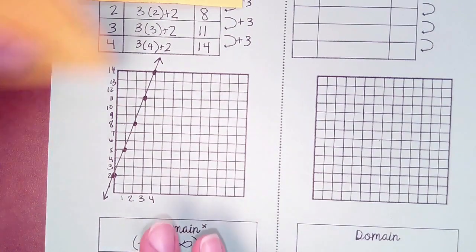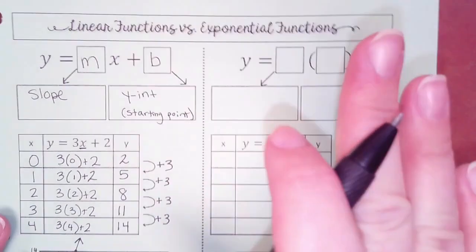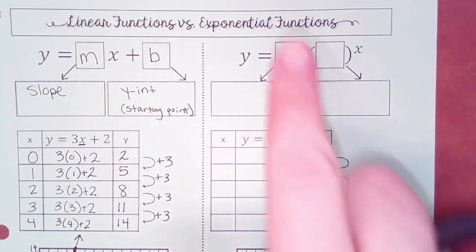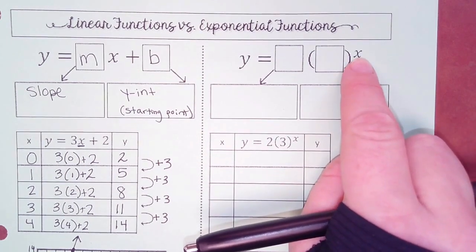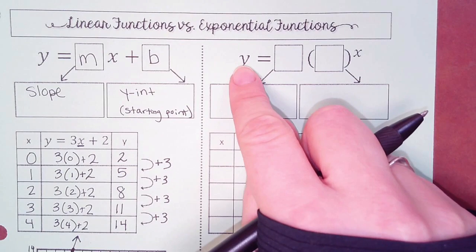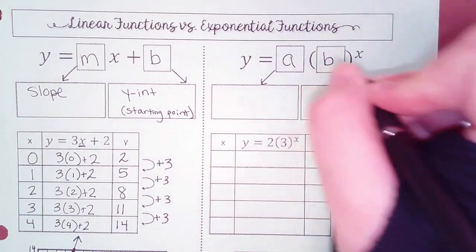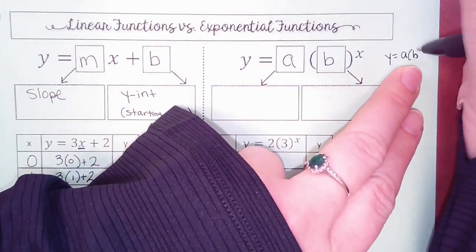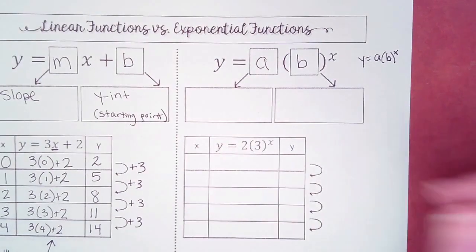Now let's compare that to this next example, which will be an exponential. So this will be new. It's called exponential because it has an exponent. Okay, so the formula for this is y equals a times b to the x. So a, and then b is in parentheses and x is right outside the parentheses.